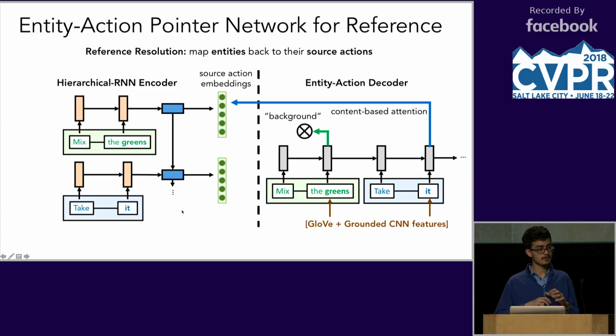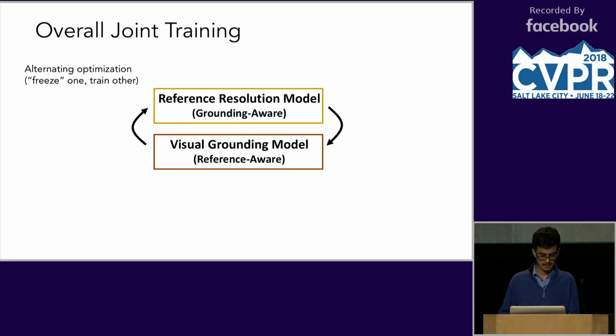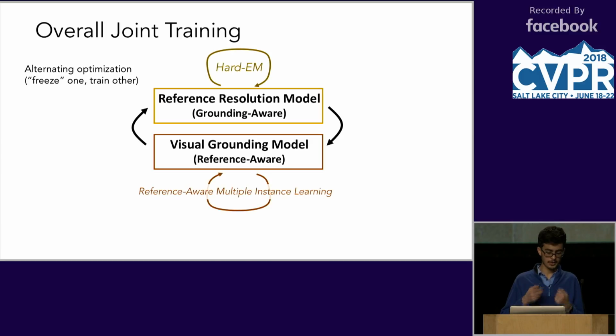Note that our reference resolution architecture is also grounding aware in the same way that our visual grounding model is reference aware. And the way we do that is when we fix the grounding model, we pass in the grounded convolutional network features in addition to the GloVe word embeddings for each of the entities. So overall, our joint training approach is done through alternating optimization, where we freeze one and train the other. For the reference resolution, this is done through hard EM, and for the visual grounding, it's through the reference-aware multiple instance learning.